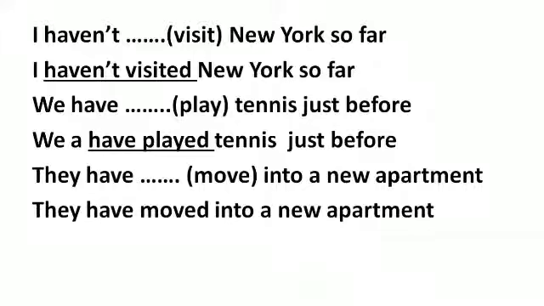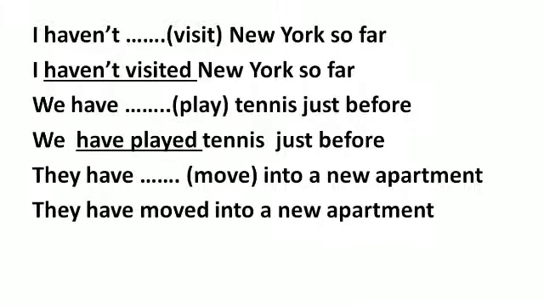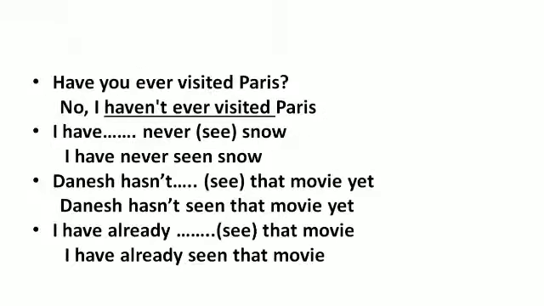We have dash play tennis just before. We have played tennis just before. We is the plural subject, so have is used as the auxiliary in this sentence. Play, played, played. So the V3 form of play is used, thus it becomes played. They have dash move into a new apartment. Here they is a plural subject, so they take have as the auxiliary. They have moved into a new apartment.